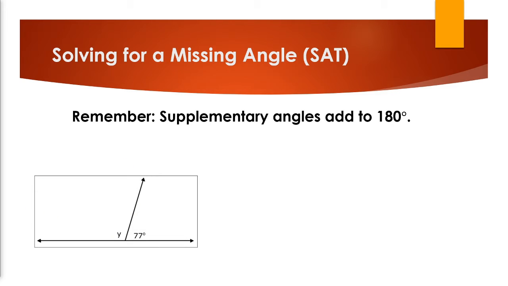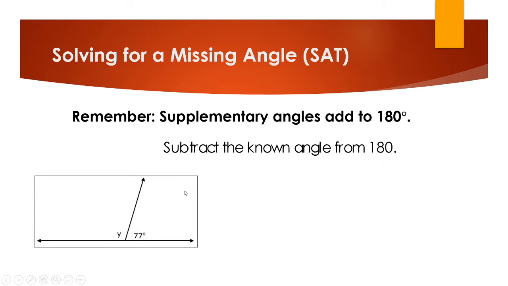As noted, supplementary angles add up to 180 degrees. And so just like we did for complementary angles, we can do some simple arithmetic to find out an unknown angle when we know one out of the two supplementary angles. So in this case, these angles y and 77 are supplementary, and in order to find y, I'm going to subtract the known angle from 180. The known angle is 77 degrees. So y is equal to 180 subtract 77. That's going to give me y is equal to 103 degrees.